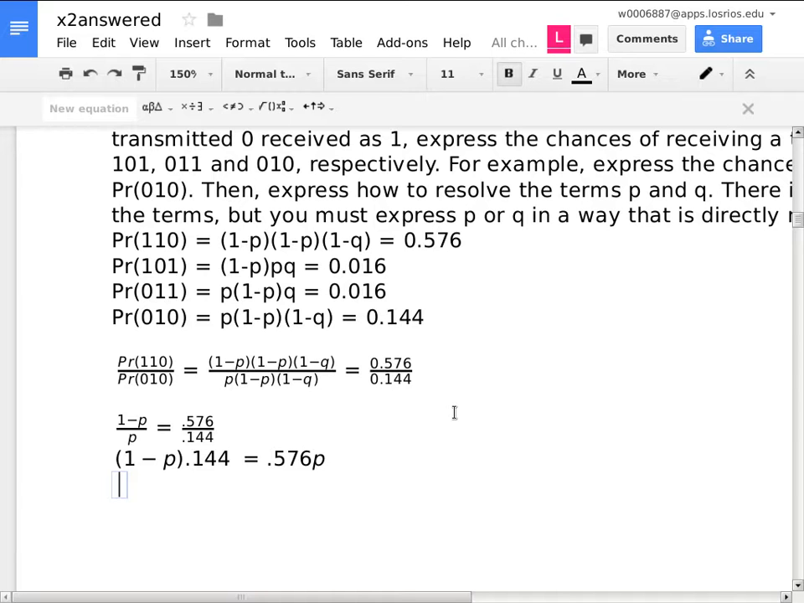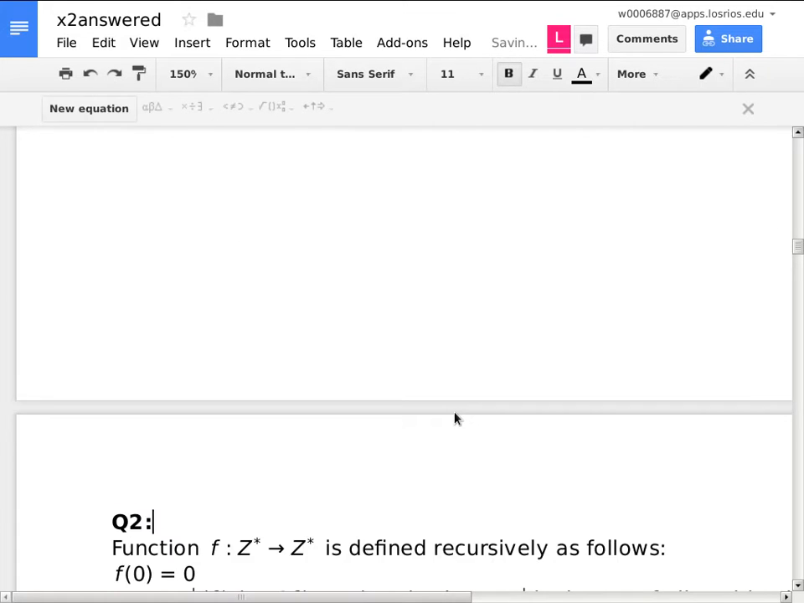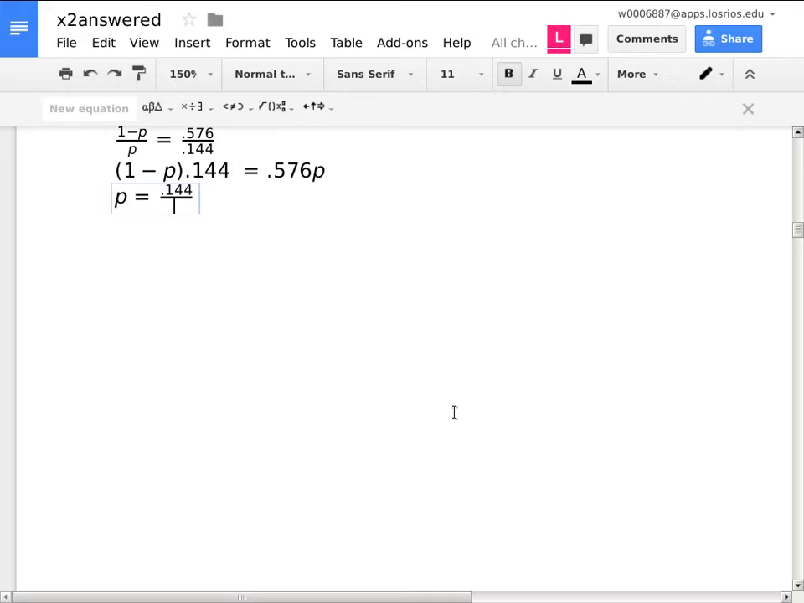To resolve this, we move all the coefficients of P to one side and the constants to the other side. So now we have P equals, and I'm using a fraction here. The top part is going to be 0.144, and the bottom part is going to be 0.144 plus 0.576.